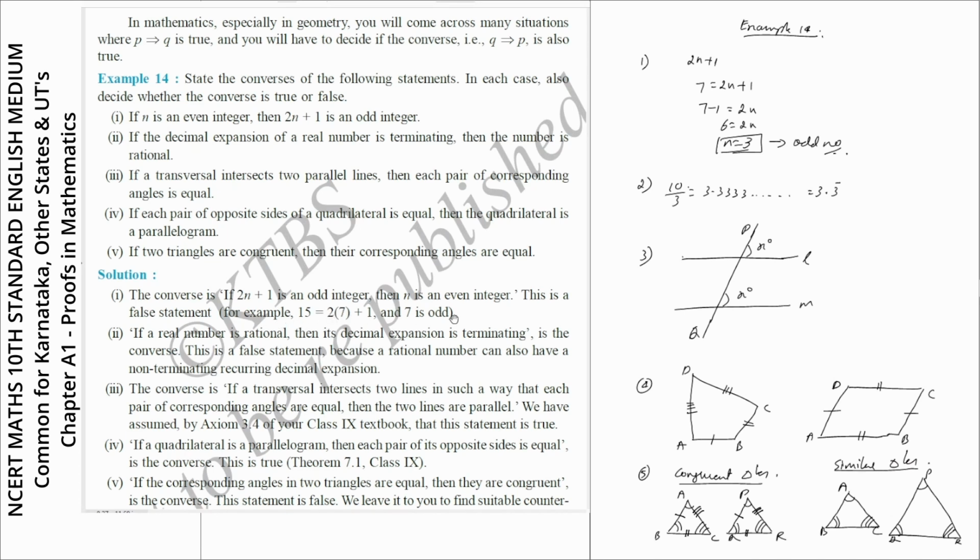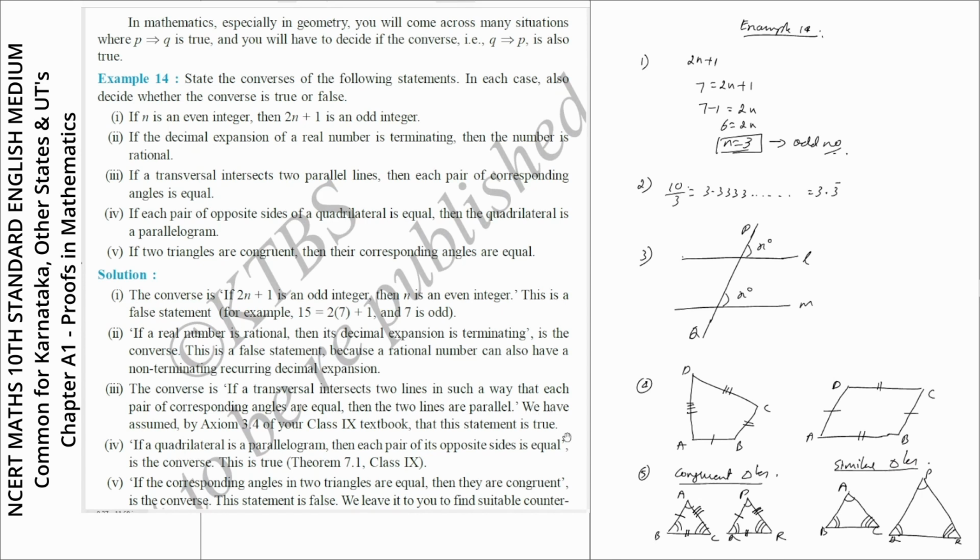You can see here, this statement is false because suppose 2n plus 1 is equal to 15, then we get n equal to 7. But n is not an even number, n is an odd number. Therefore, the converse is false. Even I have given one example. If I equate 2n plus 1 is equal to 7, I'll get n is equal to 3. So n is an odd number. Therefore, the converse of the statement, if 2n plus 1 is an odd integer, then n is an even integer, is a false statement.